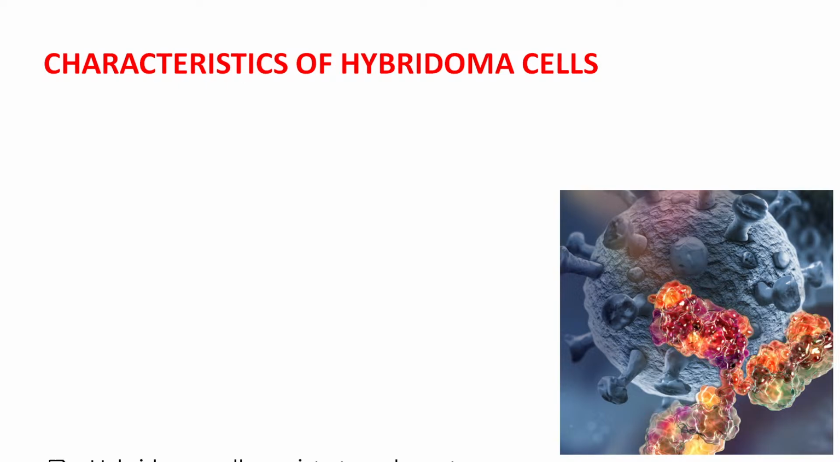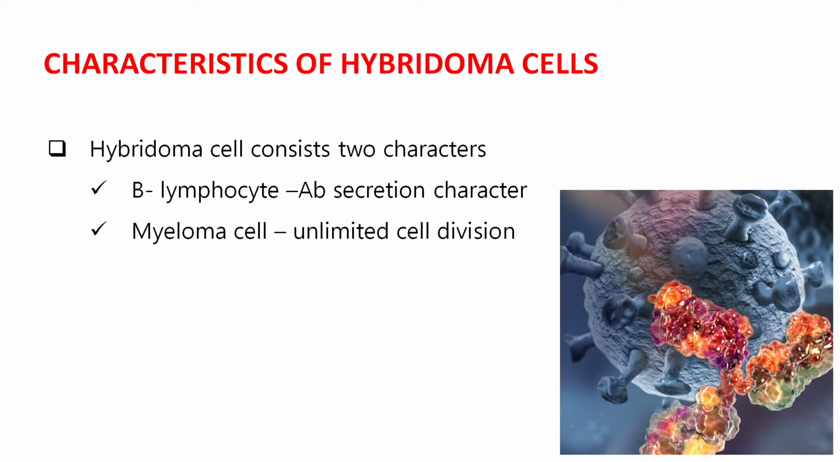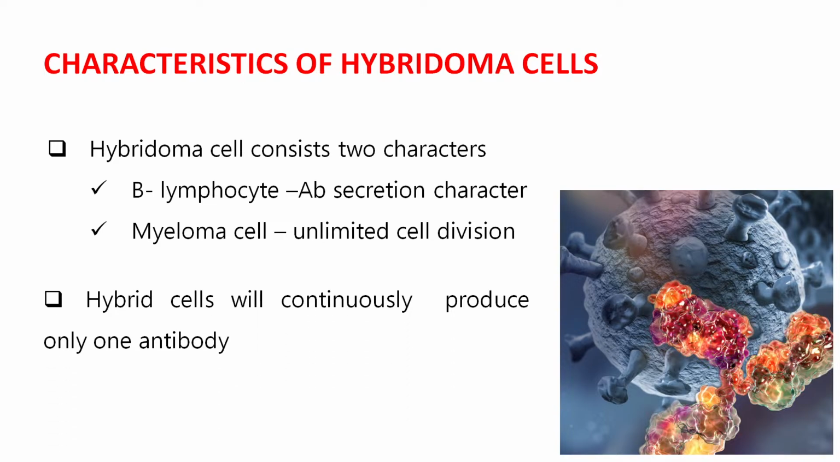So what are the characteristics of this hybridoma cell? As we were just saying, it has two basic characteristics. One, the ability to secrete antibodies, which is given by the B lymphocyte. And the second characteristic is unlimited cell division, or immortality, which is given by the myeloma cell. So hybridoma cells are hybrid cells that will continuously produce one specific type of antibody. Simple as that.